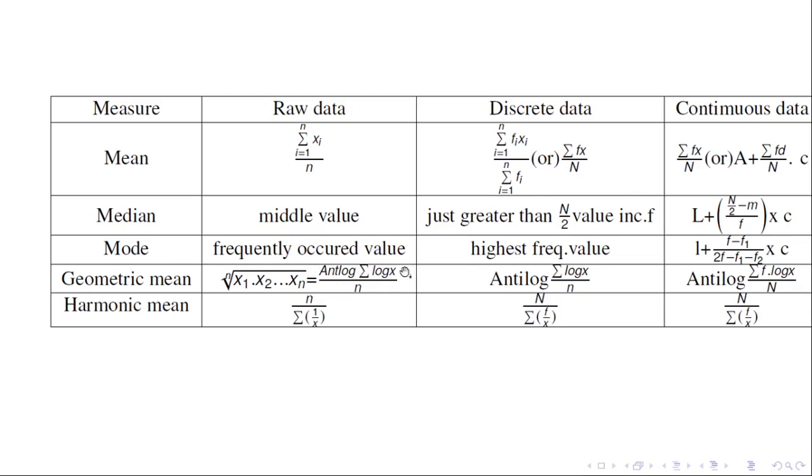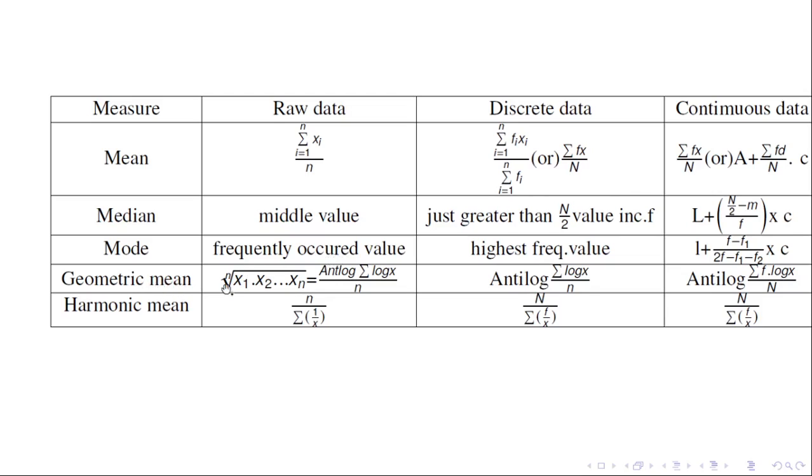Next, mode is the most frequently occurring value. In case of discrete data, the value with highest frequency is the mode, and in continuous data, mode is L plus (f minus f1) by (2f minus f1 minus f2) into c. Here L is the lower limit of the modal class. Modal class is the class with highest frequency. f is the frequency of modal class. f1 is the frequency just before or above the modal class. f2 is the frequency just below or after the modal class.